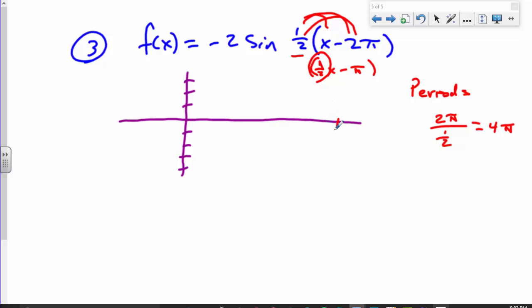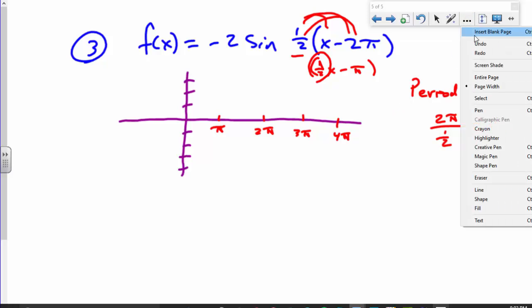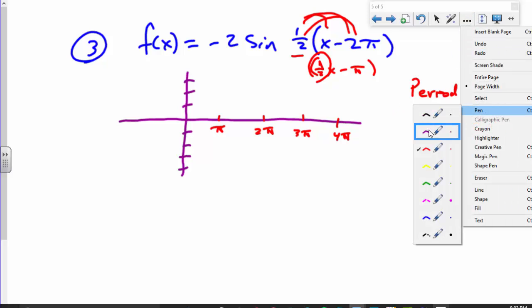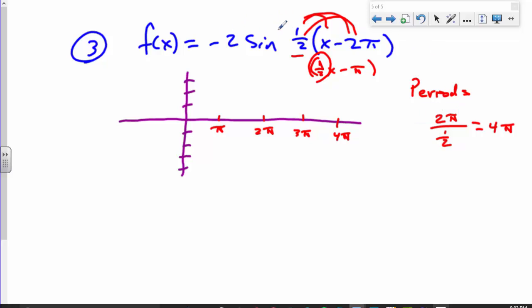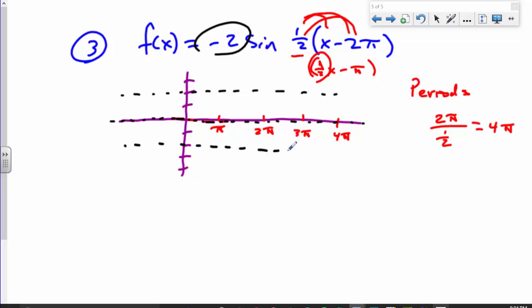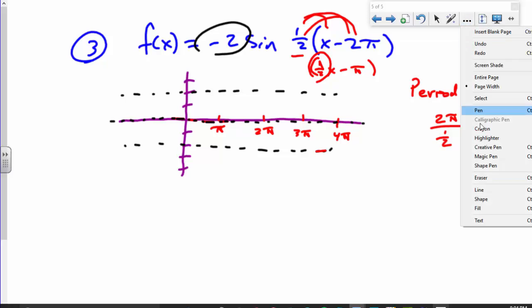I'm going to go ahead and mark off the period. So 4 pi, half of that is 2 pi. In between here is pi. Remember, cut it into quarters, so this will of course be 3 pi. Okay, so let's actually do some analysis here. I see there is no vertical shift, so this thing is going to be centered right here at the x-axis. This 2 tells me to go up 2, and it goes down 2 from the center as well. So these are my guidelines for drawing.